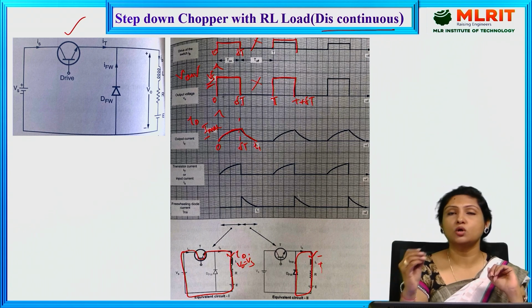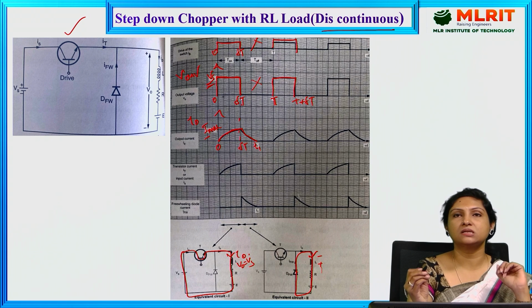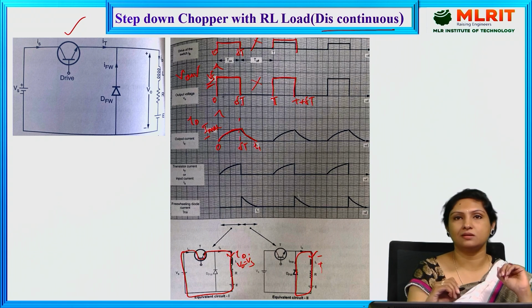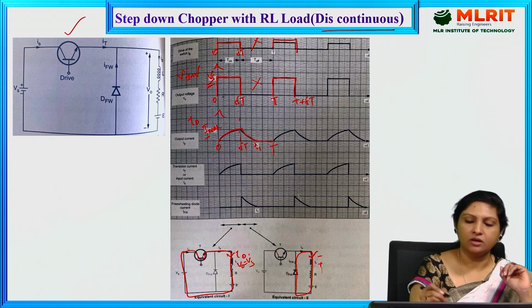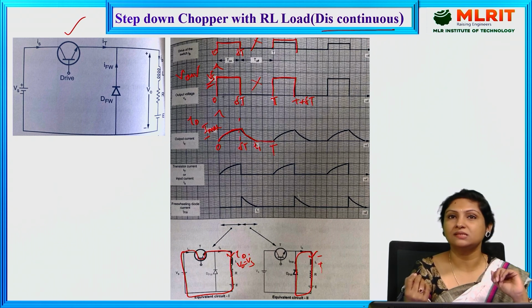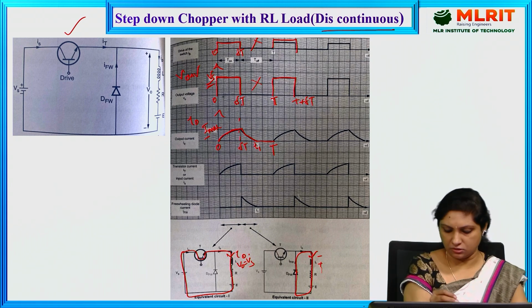Whereas here, because the value of the inductor which we have chosen is less, that is the reason here we will be obtaining discontinuous current mode of operation. And from instant t1 to this instant t, the current through the load remains 0. That is the reason we call it discontinuous current mode of operation.